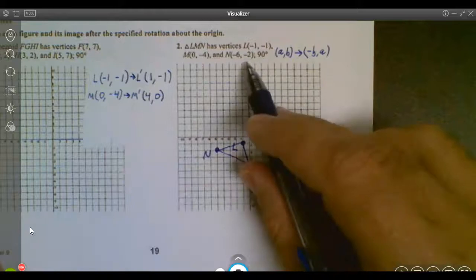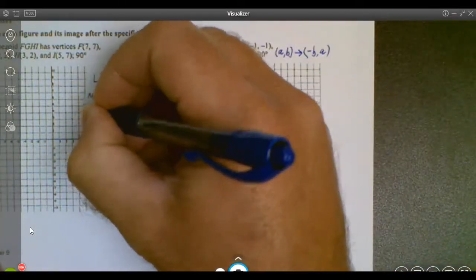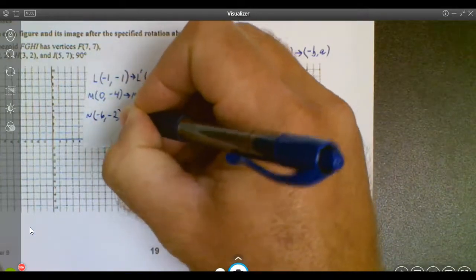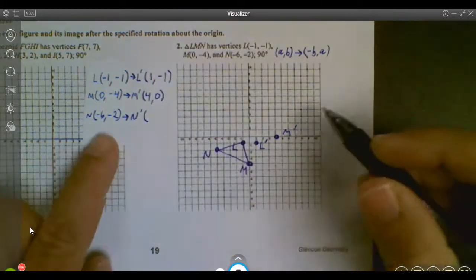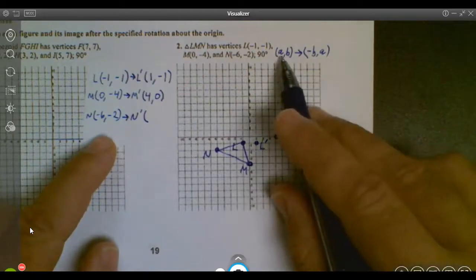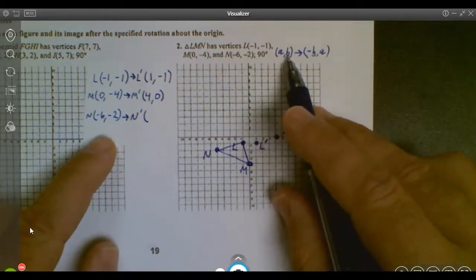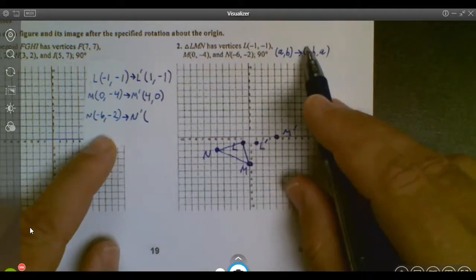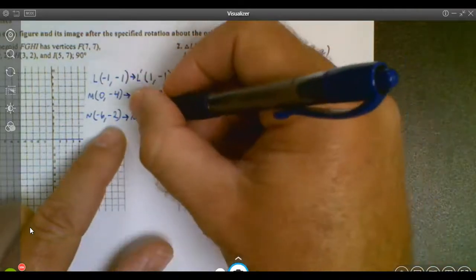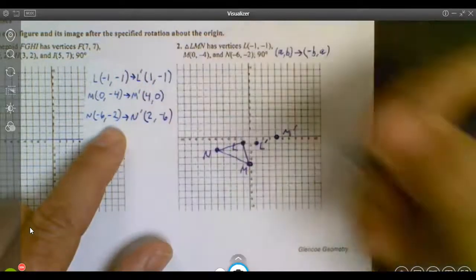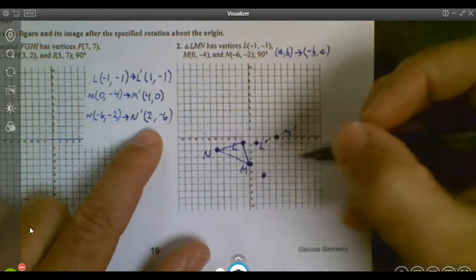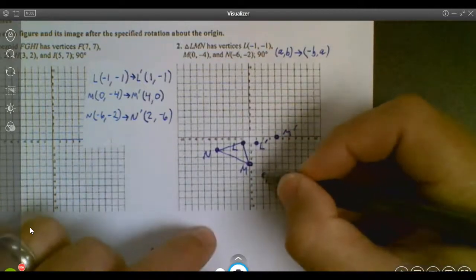And one more point, we had -6, -2, as it becomes N prime. If you want to pause and try this one real quick on your own before I do it. As these guys trade places, what was in my Y slot, as it moves to the front, is going to change signs. My -2 becomes +2. So N prime is 2, -6, which is right there.